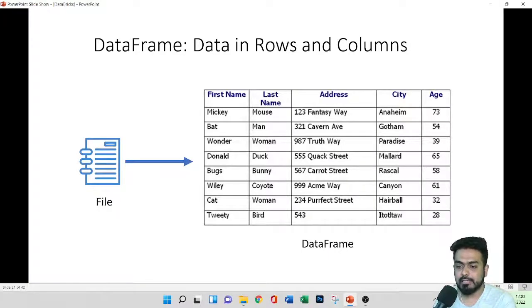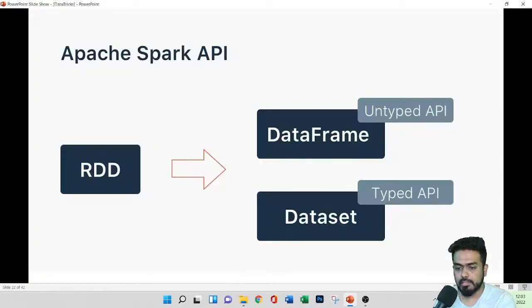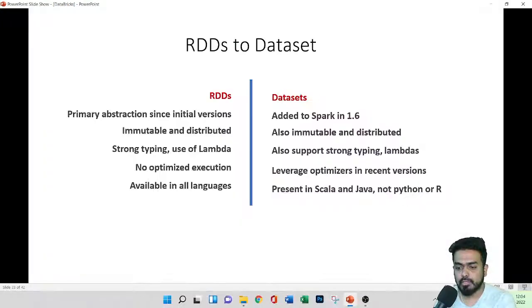Now, when we talk about the data frame, of course, we have arranged the data in terms of rows and columns. The Apache Spark API has two ways in which the RDD is represented: one is the data frame, which is the untyped API, and the other is the dataset, which is the typed API. So these are the major differences when we talk about RDDs and datasets. RDD has been the primary abstraction since the initial versions, and datasets were added to Spark in version 1.6.